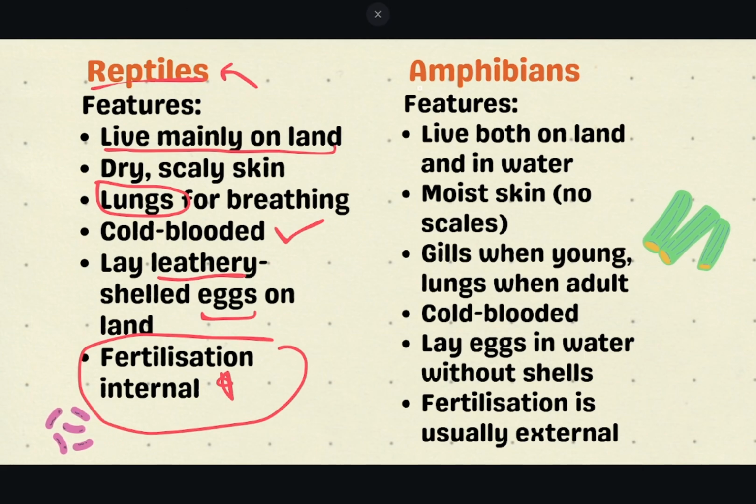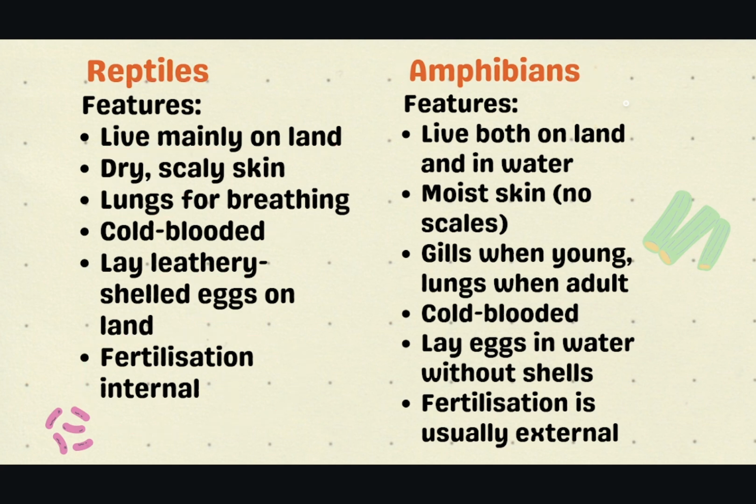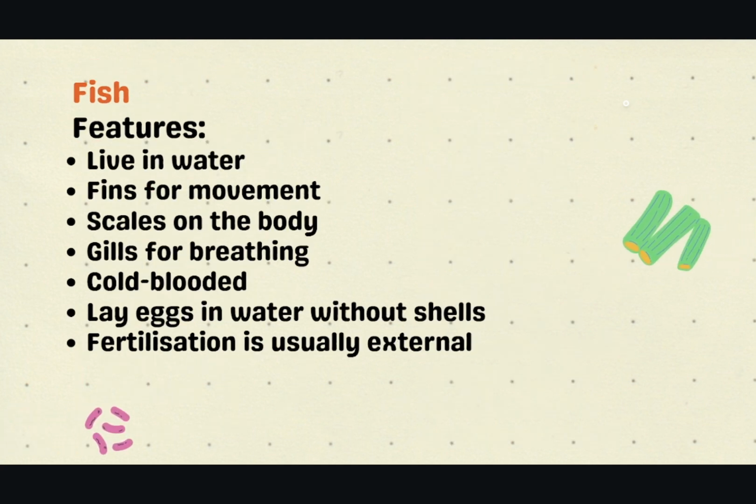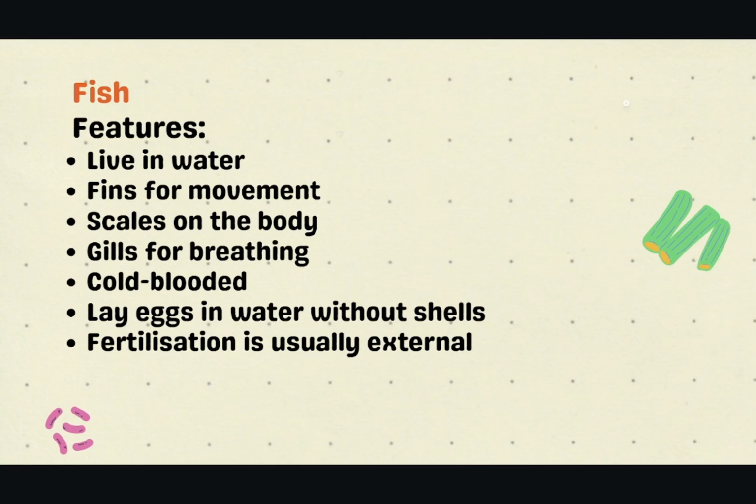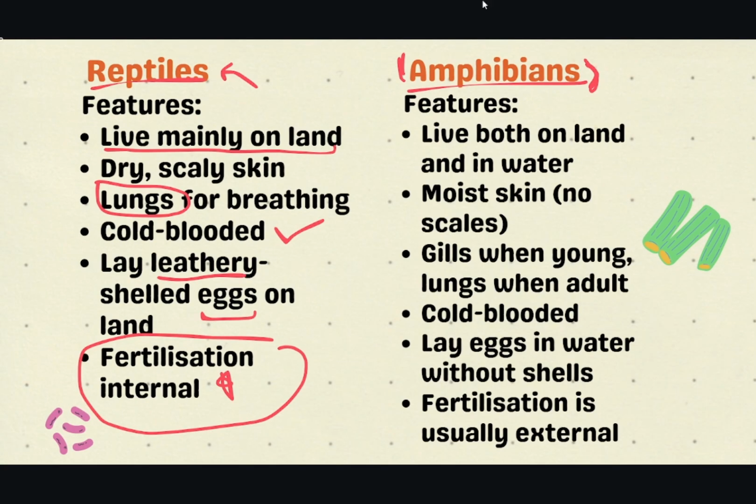Amphibians come in between organisms that live on land and on water. So what lives inside water? Fish, right? The last one that we're going to cover is fish. Fish all live in water. But reptiles all live on land. They do not live in water. But amphibians live both on land and in water.